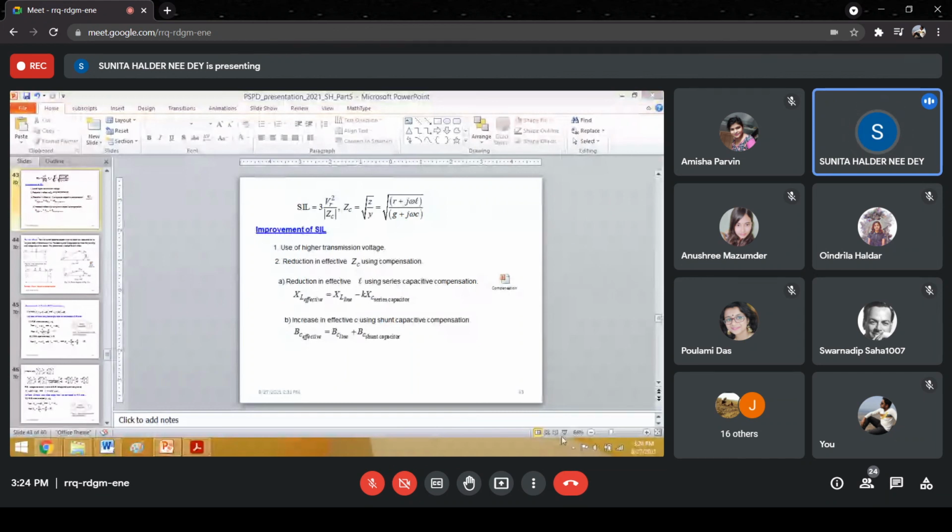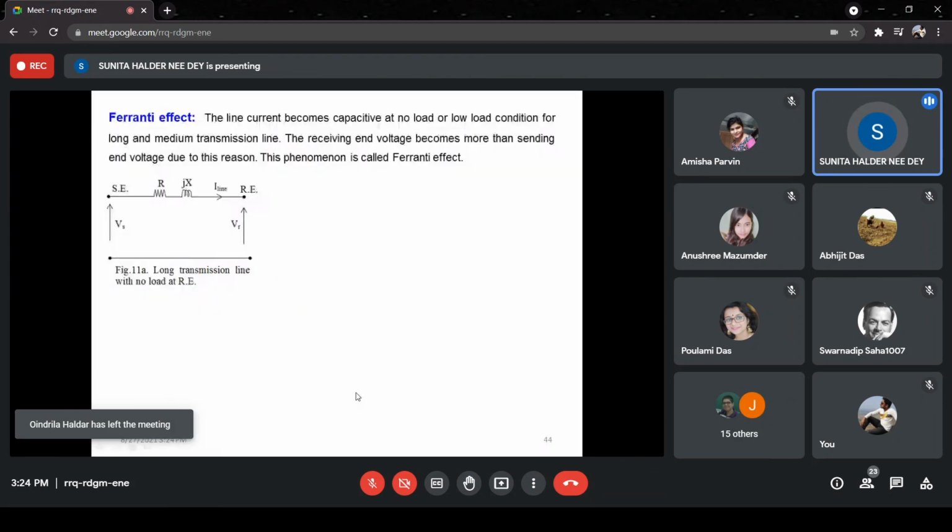Now, for a long transmission line, its capacitive effect is quite significant. In that case, if the load is shed somehow or the load becomes low somehow, then it affects the performance of the transmission line. A situation may arise when the receiving end voltage becomes more than the sending end voltage. So that is called the Ferranti effect.